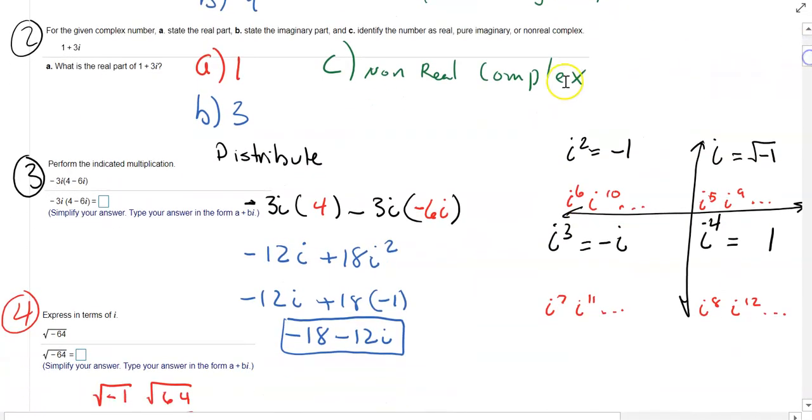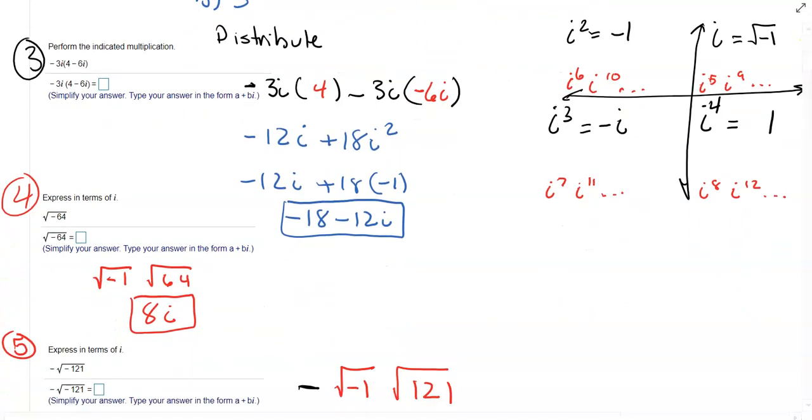2 is the same thing. We're identifying the real, which is 1, and the imaginary, which is 3, and this would be an example of non-real complex. Now looking at the rest of these, all of these are pretty much gearing us up for the last two problems in this lesson. We have to be able to do all of the different operations with imaginary numbers.